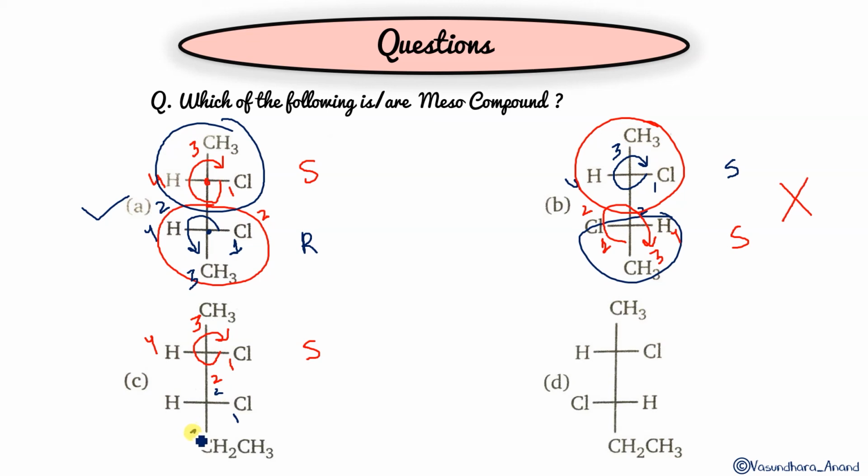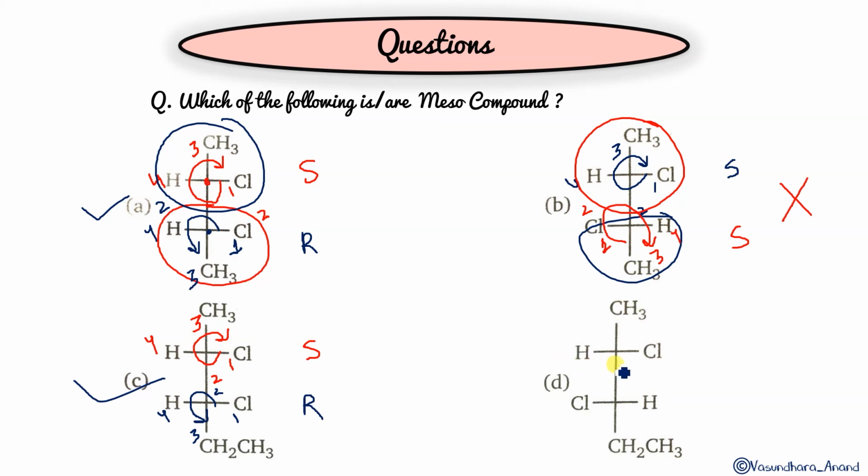Yes. For this, I'm talking about, this is 1 and the other one will be 2 for sure, and this will be 3 and here it is 4. So if I move in this way, we are going to get S, but will be R as it is. H is on horizontal. So this is also R and S. That means this will also be the meso compound.